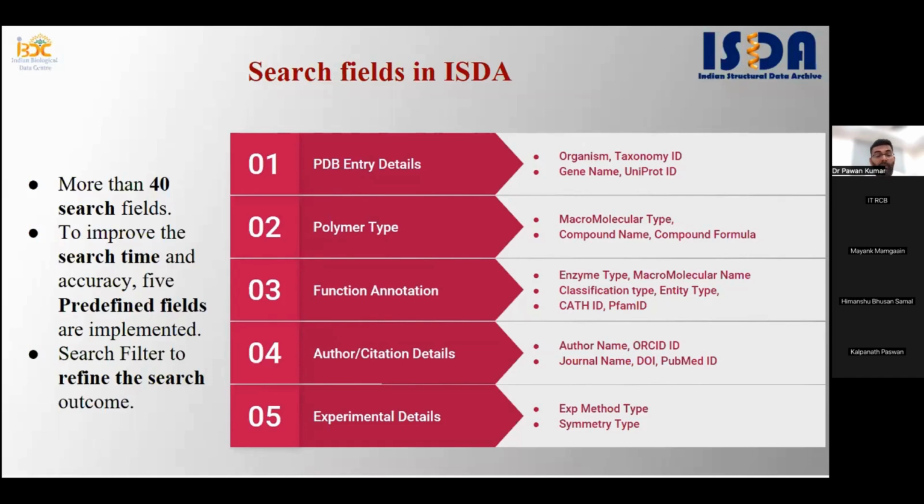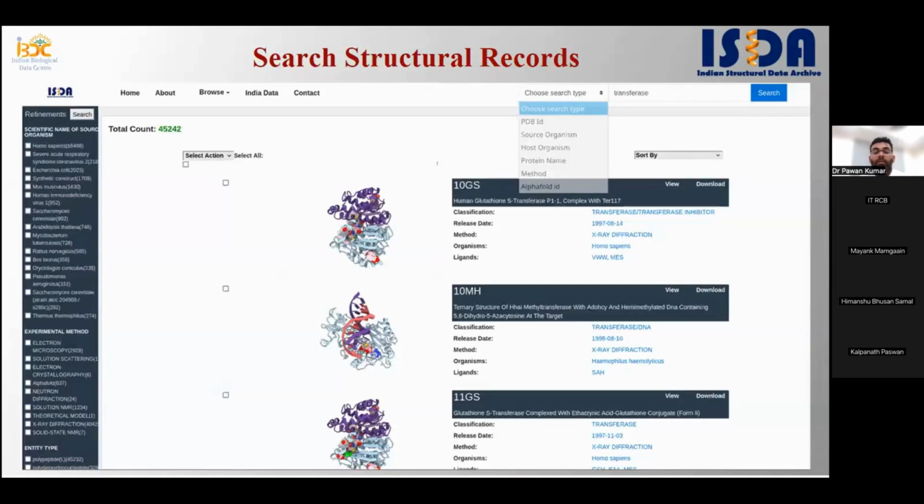And we have this search filter so that the user can further refine the search outcomes from the ISDA search space. So this is the page when you search over the ISDA. These are the 5 different fields where the user can predefine search information. The user can select and search in the database. And if you are not selecting anything, then it will be a free space search, and you will get all the relevant information matching that query word.